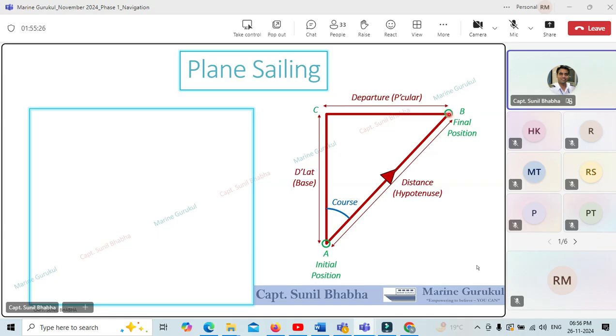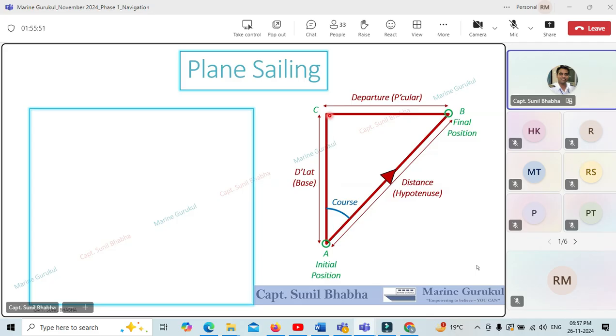Now on a Mercator chart, we have two units or two scales. One is the latitude scale and another is the longitude scale. The distance is always measured on the latitude scale. 1 minute of latitude is equal to 1 nautical mile, 1852.3 meters. So this distance is always measured on the latitude scale.